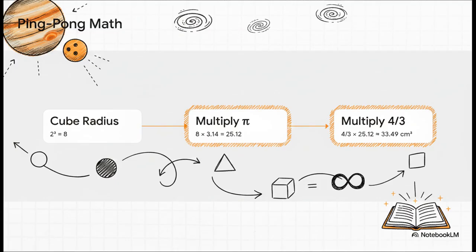Step 1, cube the radius. 2 times 2 times 2 is 8. Step 2, multiply by pi. 8 times 3.14 is 25.12. Step 3, multiply by 4/3. 4/3 times 25.12 gives us an estimated volume of 33.49 cubic centimeters. Whether it's inches or centimeters, big or small, the formula never fails us.